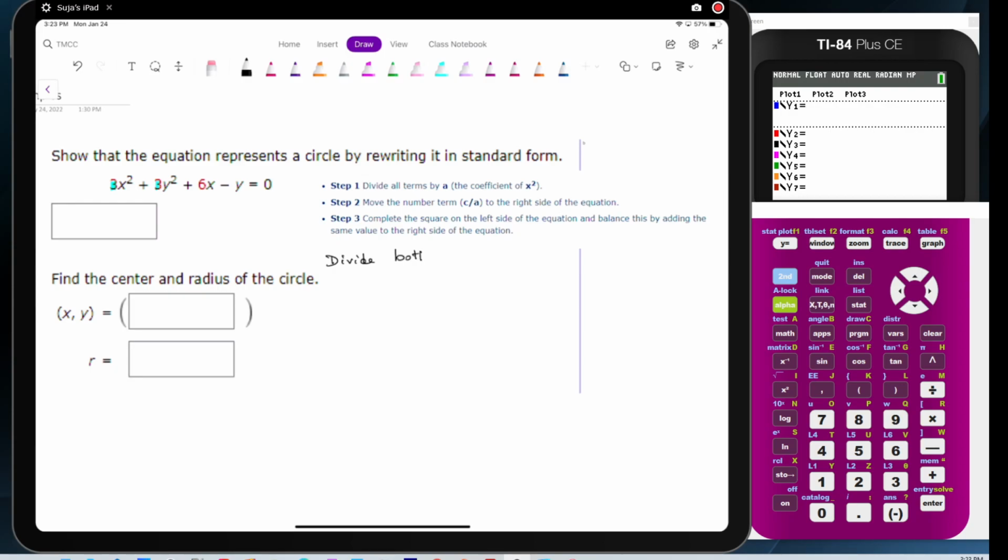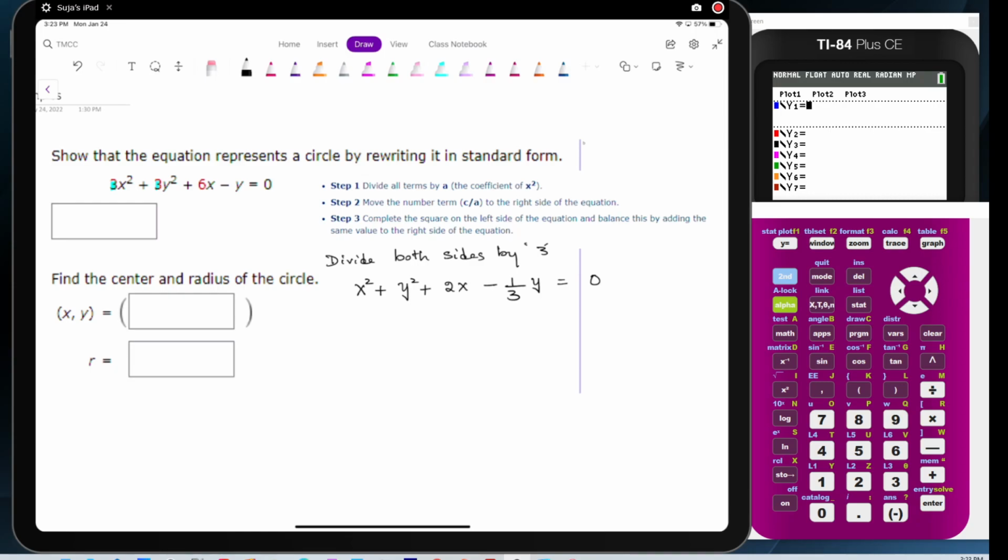So first I'm going to divide both sides by 3, and 3 is the coefficient of the squared term in the variable. So that will give me 3x squared over 3, which would make it x squared, the first term, plus 3y squared over 3, which would give me y squared, plus 6x over 3, which would be 2x, and minus, keeping it as a fraction, is equal to 0 divided by 3 would be 0.